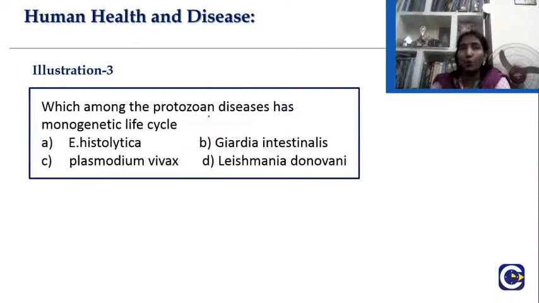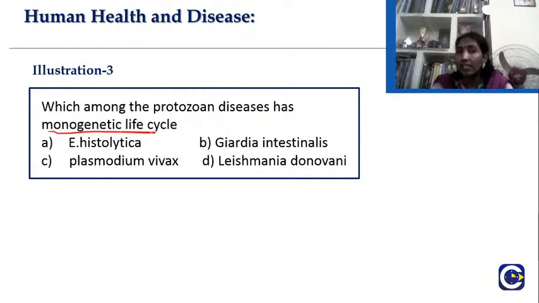Which among the protozoan diseases has a monogenetic life cycle? Entamoeba histolytica, Giardia intestinalis, Plasmodium vivax, Leishmania donovani. What is the answer? Waiting.